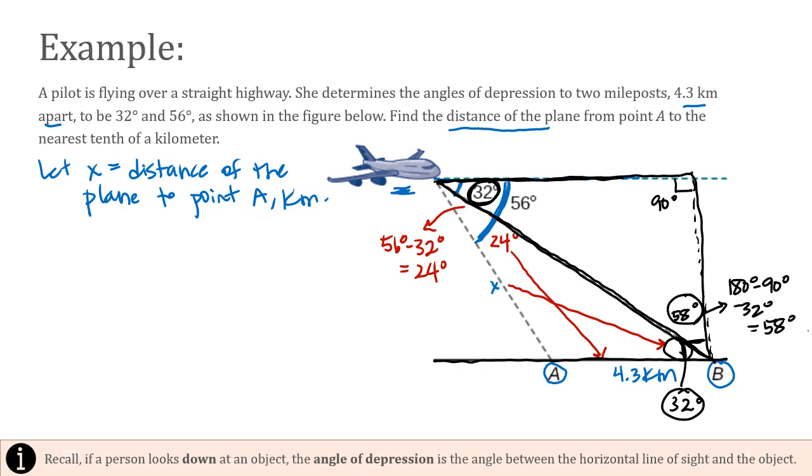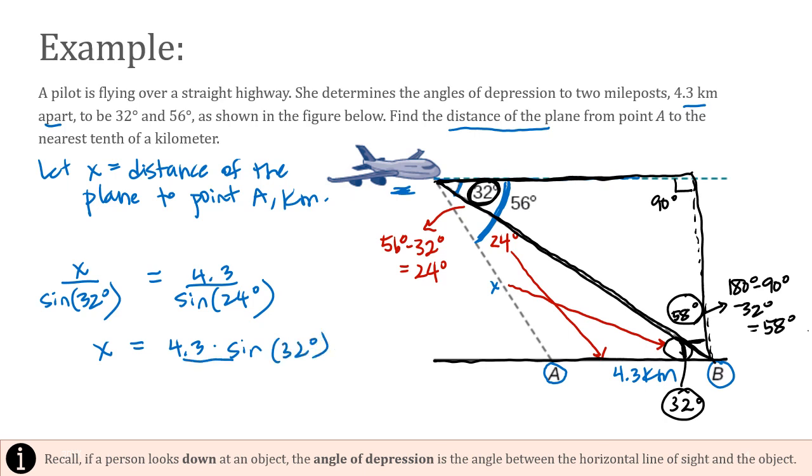Okay, so now we know that, and I can say that x over the sine of that 32 degree angle is equal to 4.3 over the sine of 24 degrees. So x is going to equal whatever 4.3 times the sine of 32 degrees all over the sine of 24 degrees is. So when I put that into my calculator, I got approximately 5.6 kilometers.